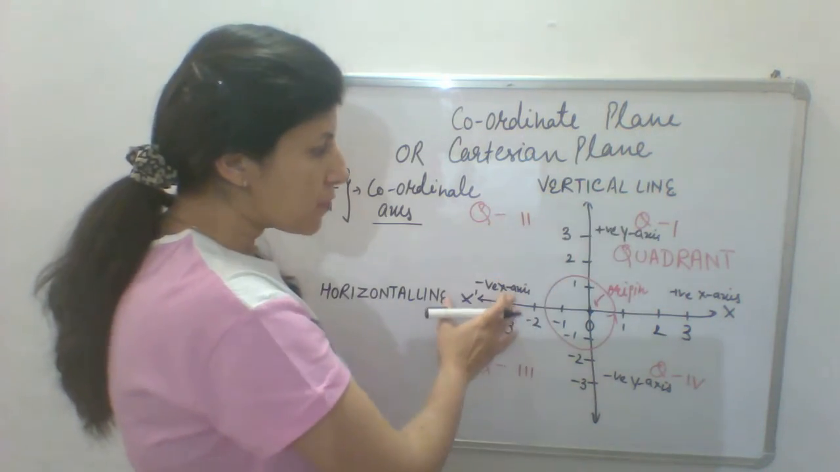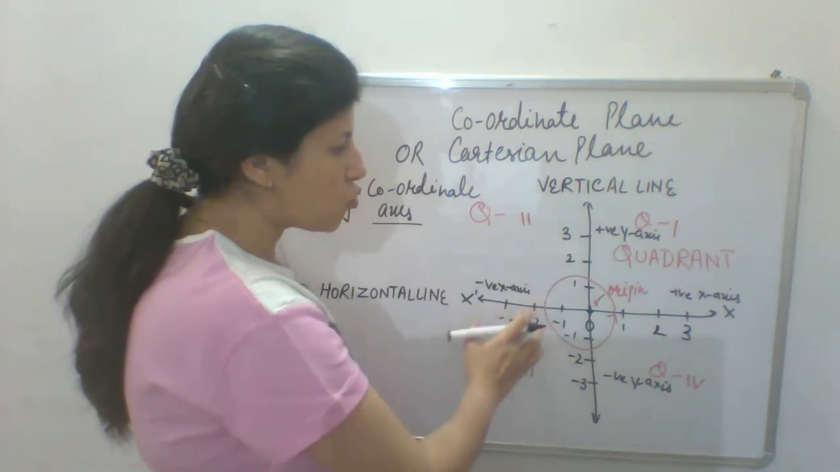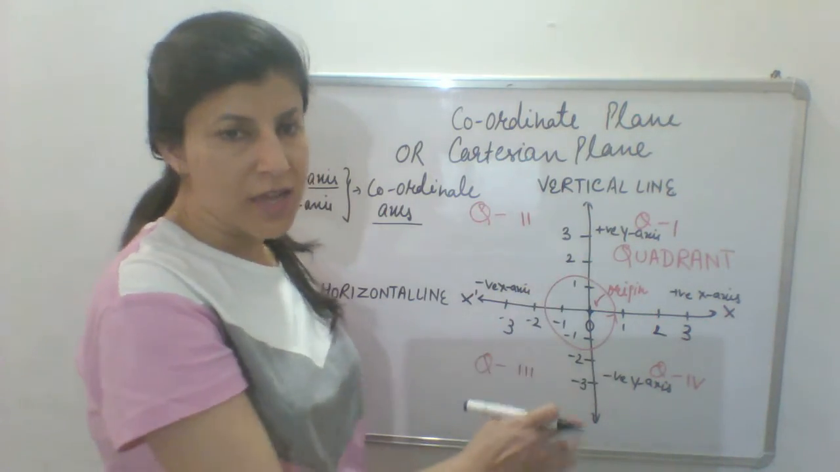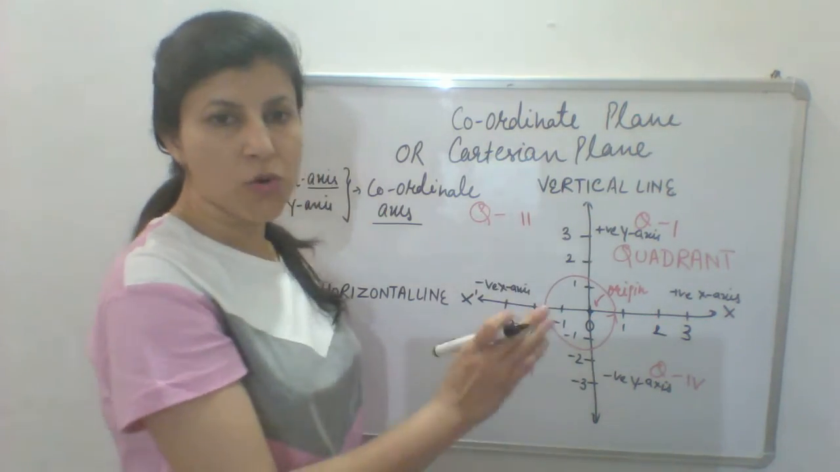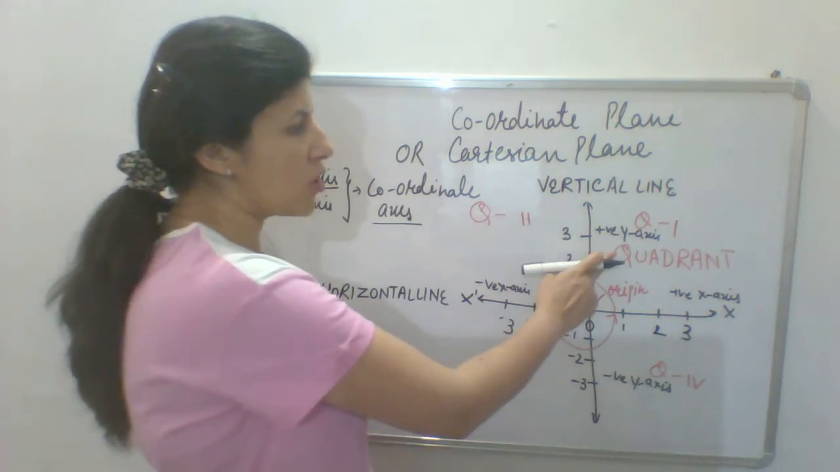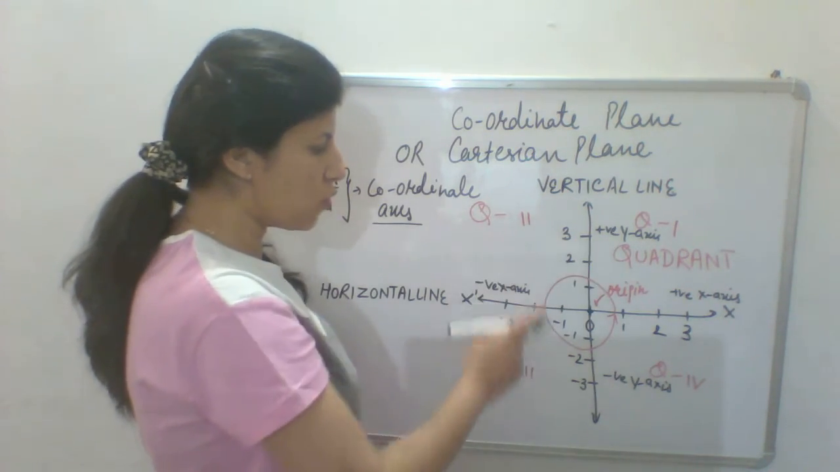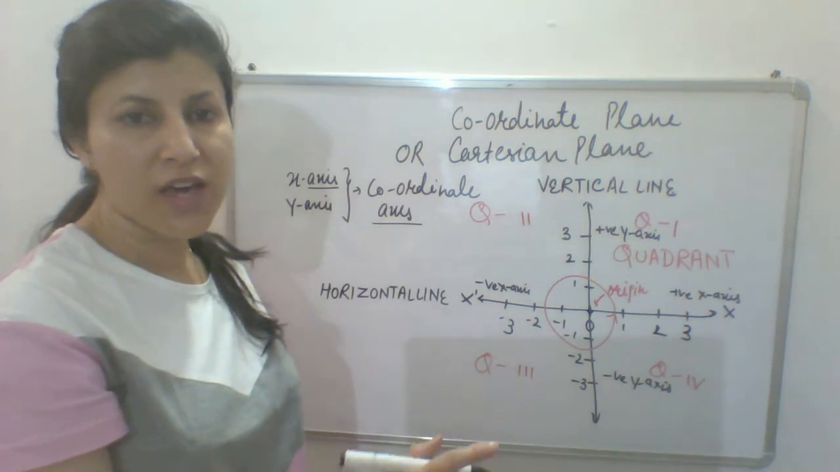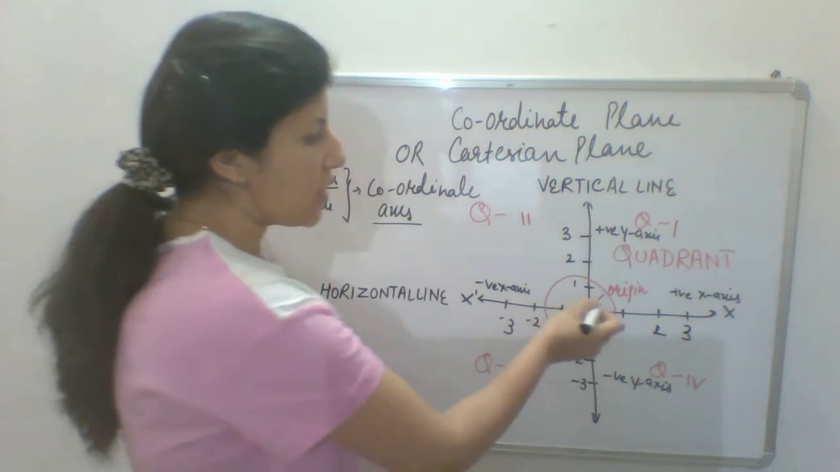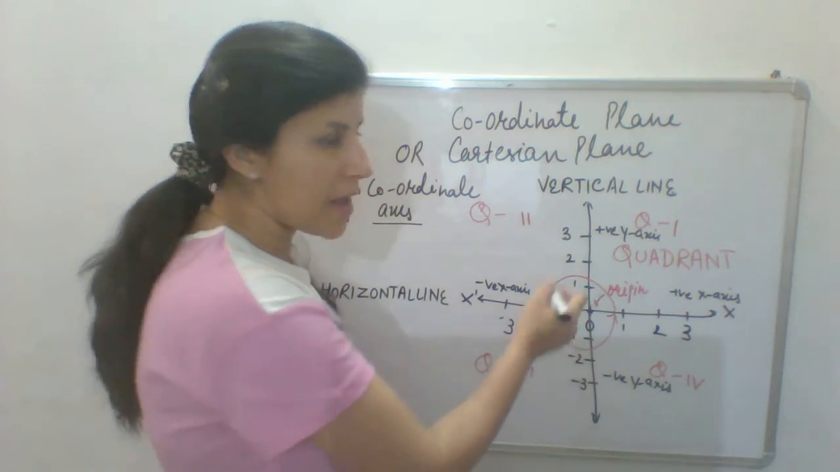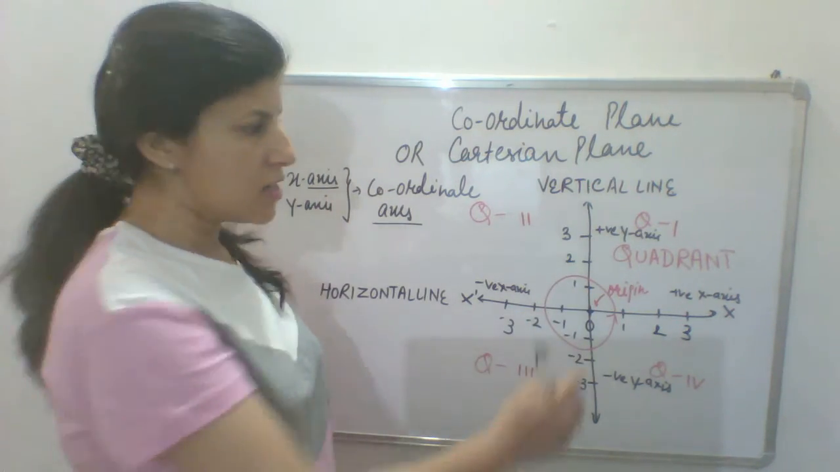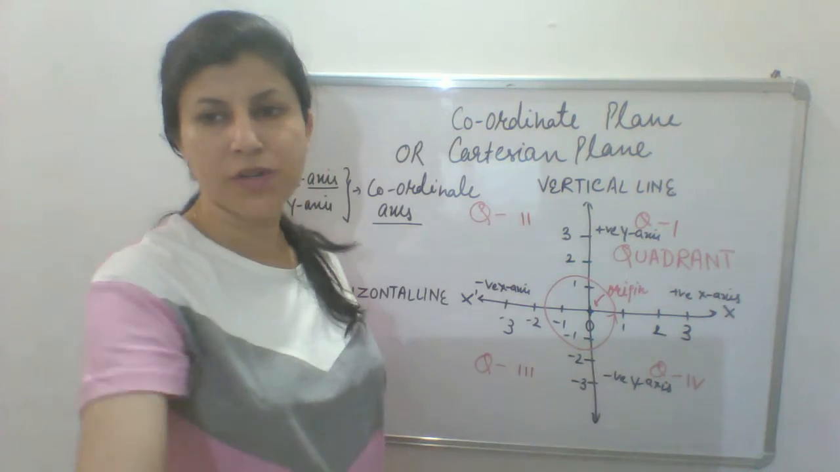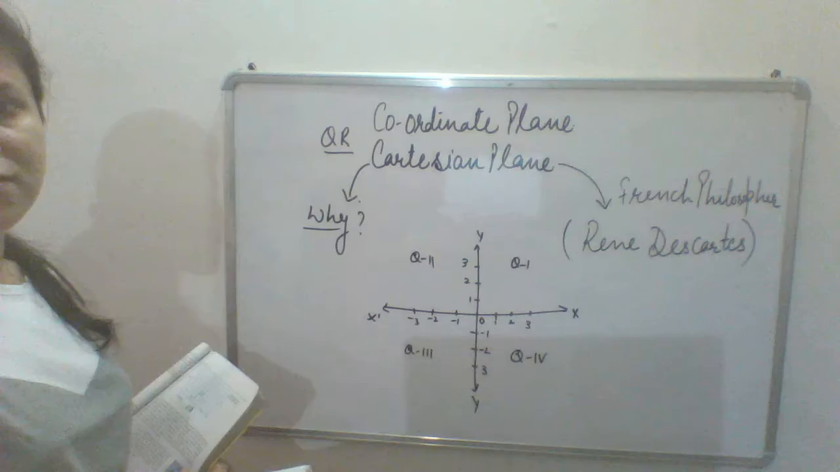And these two coordinate axes divide this plane into four parts. And each part is called quadrant, right? This is called quadrant 1, quadrant 2, quadrant 3 and quadrant 4. Total how many quadrants do we have? 4. And we have to take their positions anti-clockwise, right? This is always first, second, third and fourth. Hope it is clear to you all.